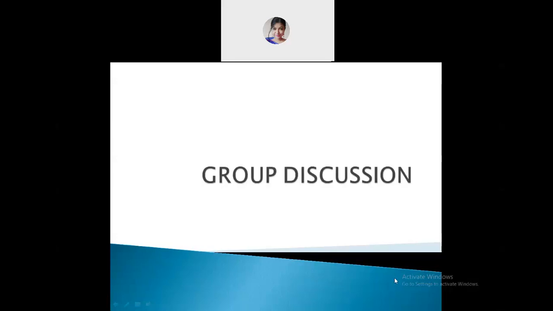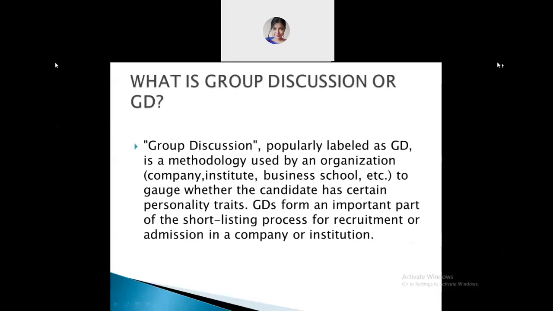Nowadays group discussion has become a very important part of the recruitment process, the hiring process. Why do you need to learn what group discussion is and how to take part in it? I will tell you about that, but first I want to let you know what group discussion is. It is popularly labeled as GD, the short form of group discussion, where G stands for group and D stands for discussion.